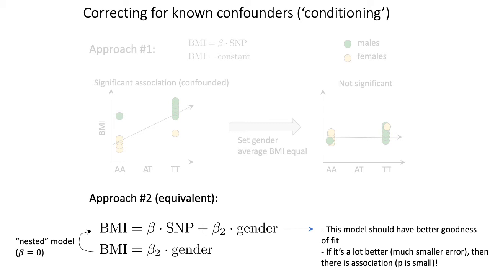But if the goodness of fit of model 1 is much better than the goodness of fit of model 2, then that means that the SNP added a lot more value to your model than beyond what gender can add. And so that means that the SNP is associated with BMI when you condition out gender. And so in that case, the p-value that you would calculate would be small.